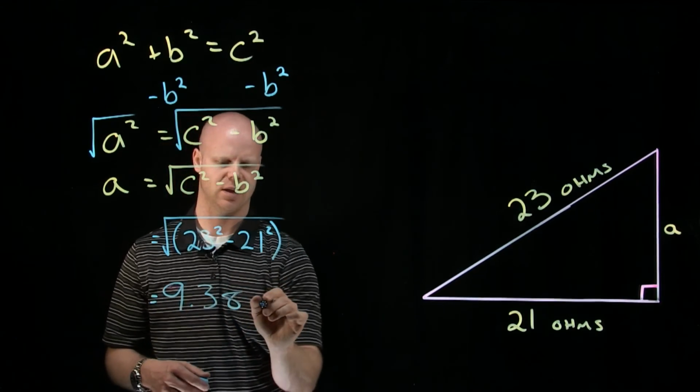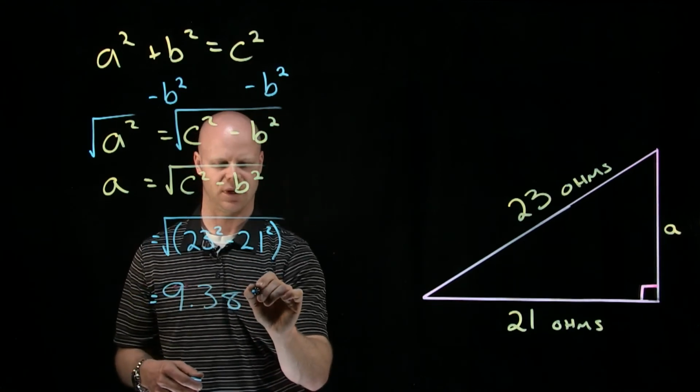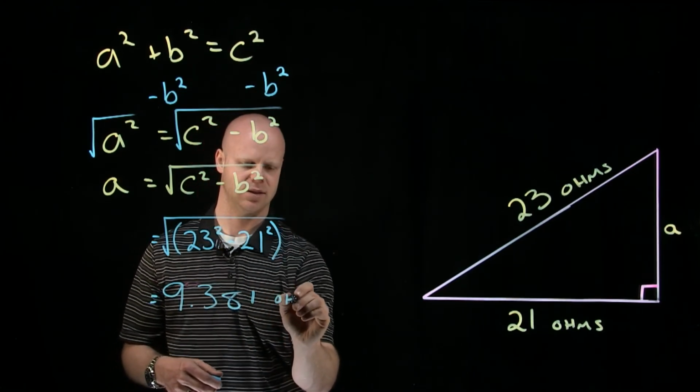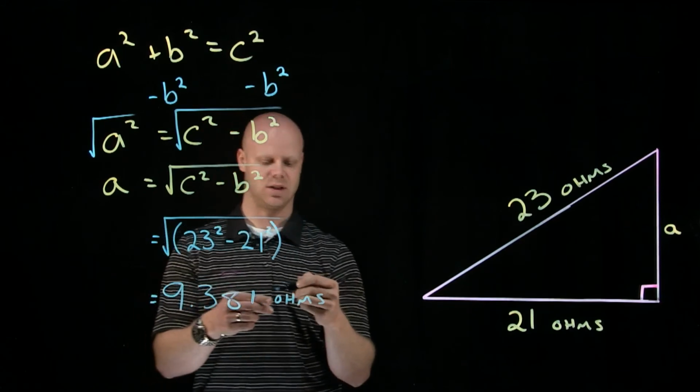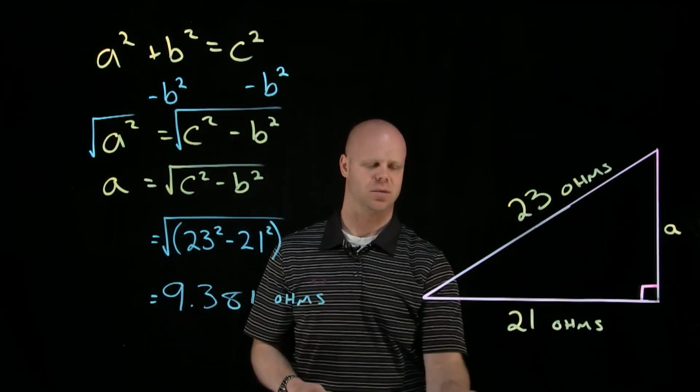So we will end up with a value of 9.380, and then if we round it, we'd end up with 9.4, and in this case, ohms would be the length of that vertical component.